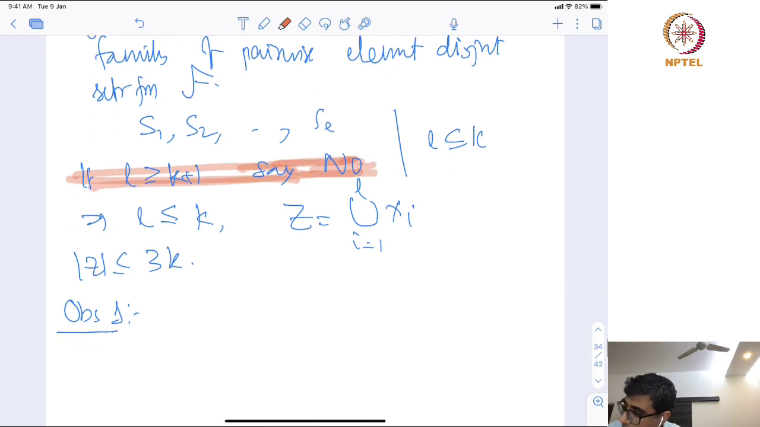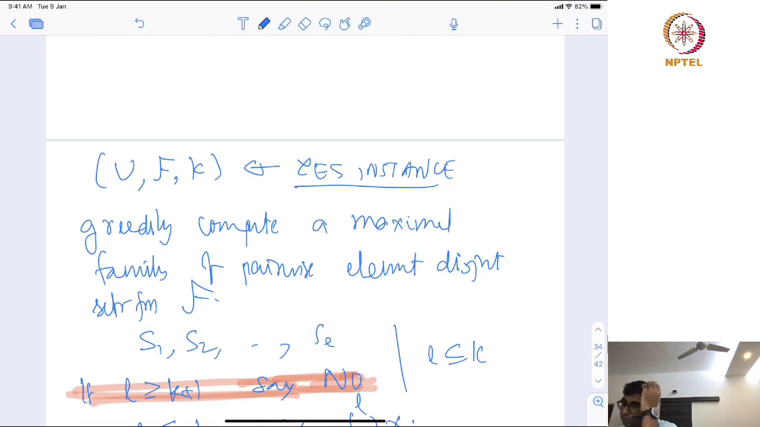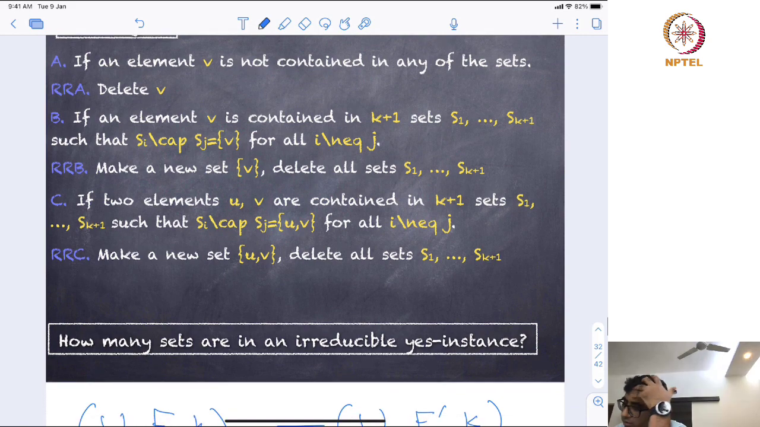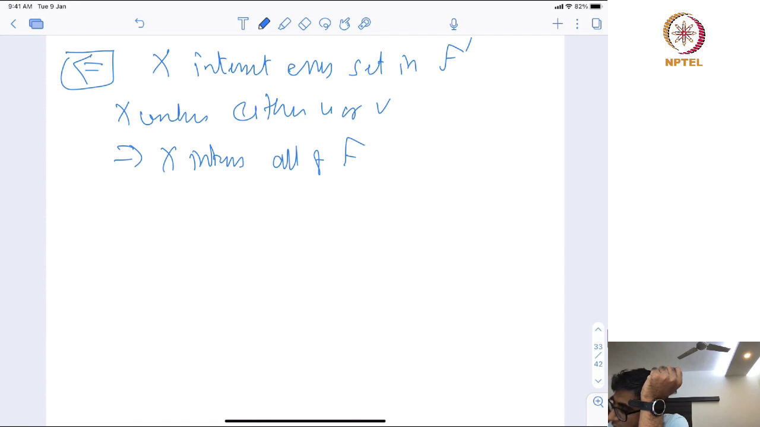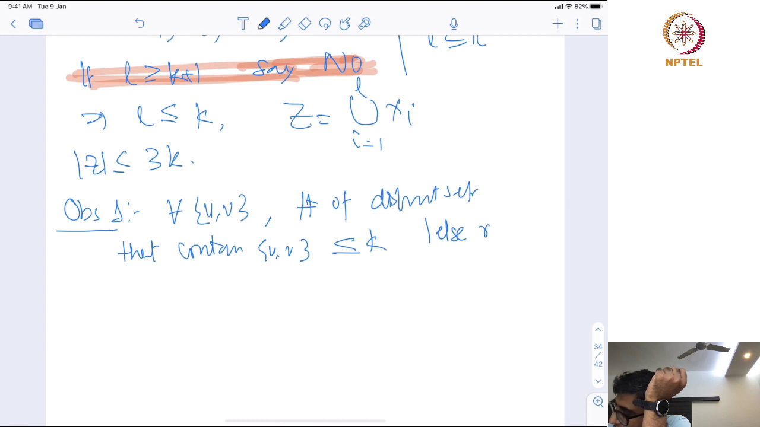Okay. Now, look at observation 1. What is this? For every element u, v, the number of distinct sets that contain u, v is upper bounded by k, otherwise we would have applied reduction rule C, right? Else reduction rule C is applicable.